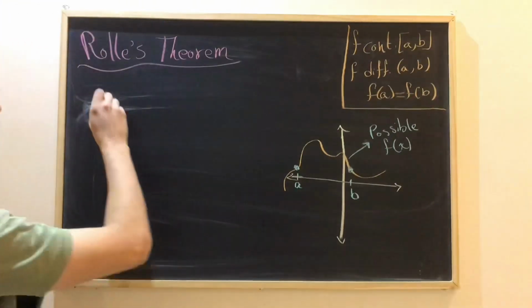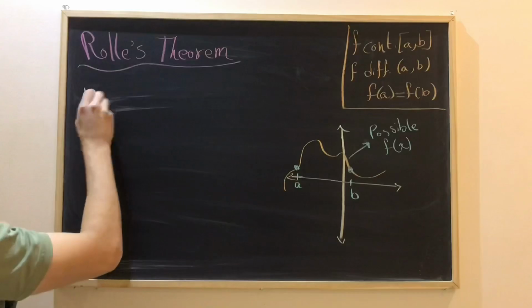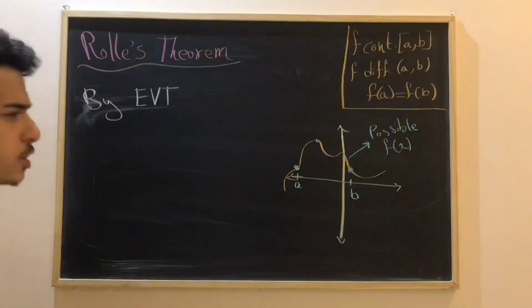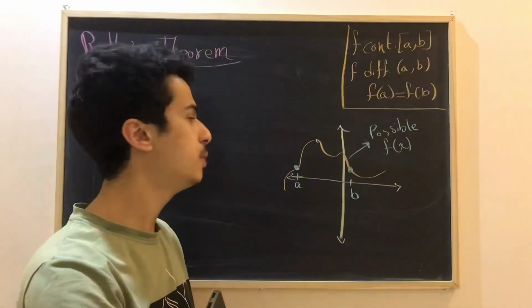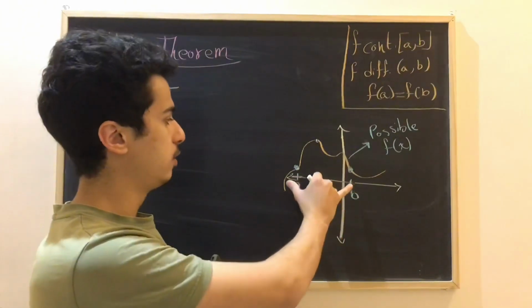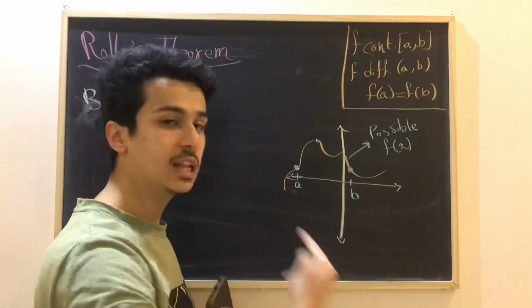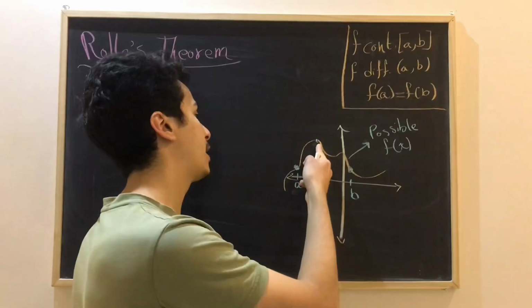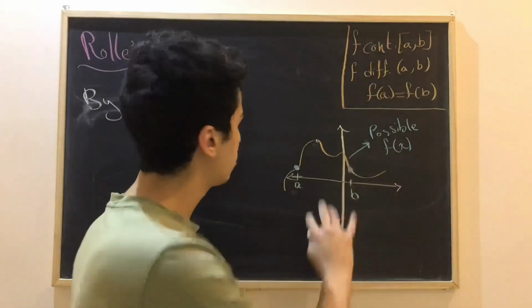So we'll go ahead and state that by the extreme value theorem. If you don't remember, the extreme value theorem states that on a closed interval, like from a to b, there exists at least one maximum and one minimum. Meaning, for example, here, this could be our maximum and this could be our minimum. And so we're applying it here.